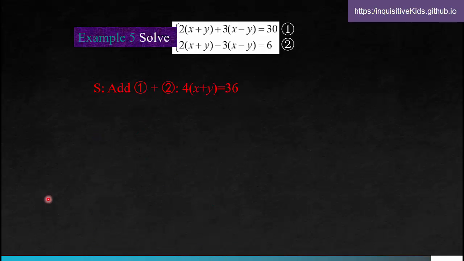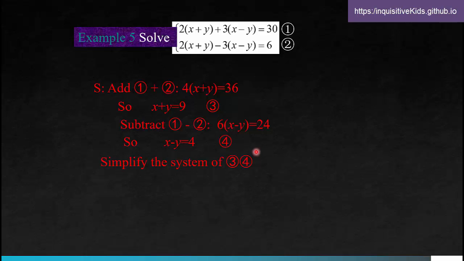Add these two equations together and you get 4 times the sum of x and y, and that's equal to 36. Divide 4 from both sides, we get equation 3, x plus y is equal to 9. Okay, so now we're going to subtract equation 2 from equation 1. And you get this equation right here. 6 times the difference of x and y is equal to 24. Therefore, x minus y is equal to 4. That's our fourth equation.